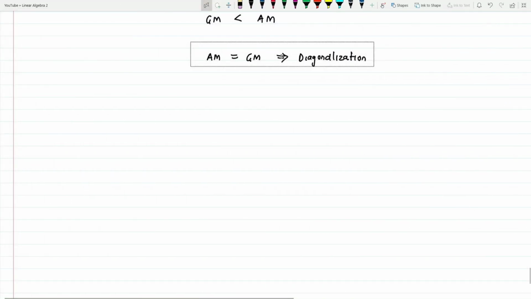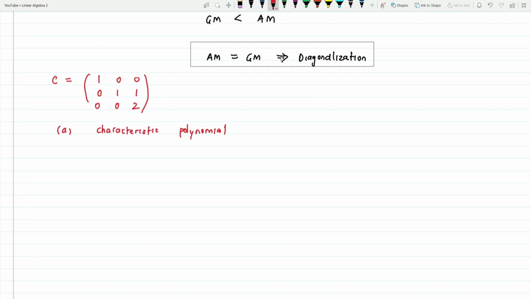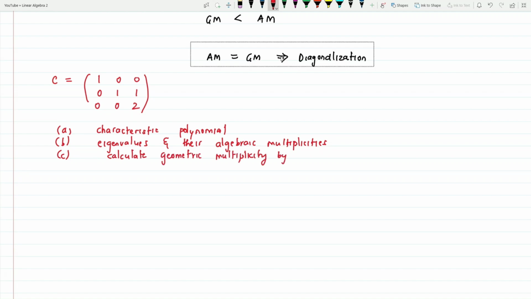Now it's your turn to put these concepts into practice. Consider this matrix C given by. Your challenge is to determine the characteristic polynomial, find all eigenvalues and their algebraic multiplicities, and for each eigenvalue, calculate the geometric multiplicity by finding the dimension of the eigenspace.